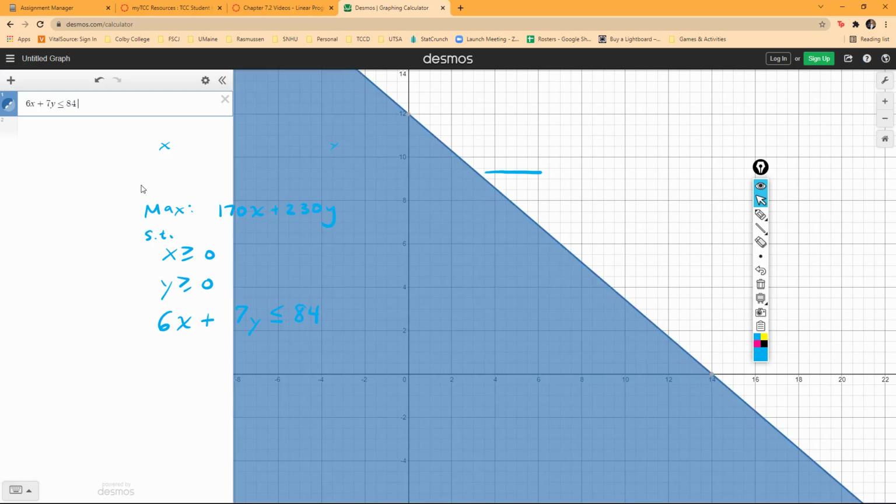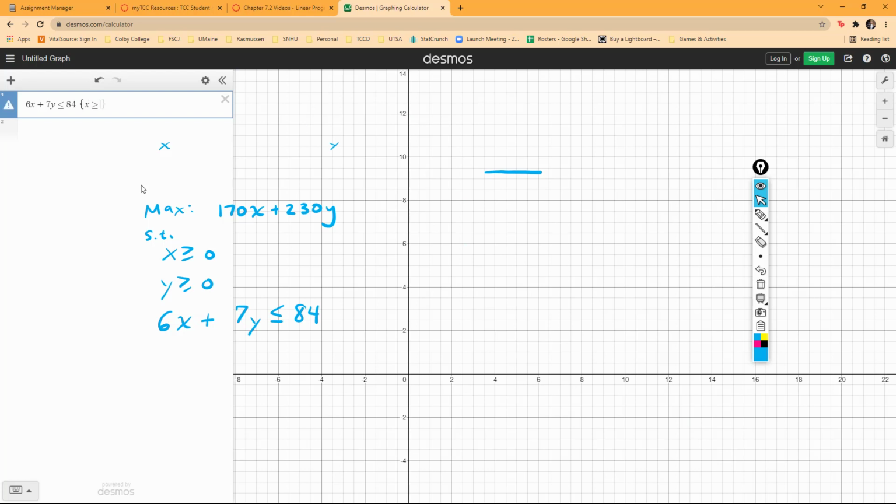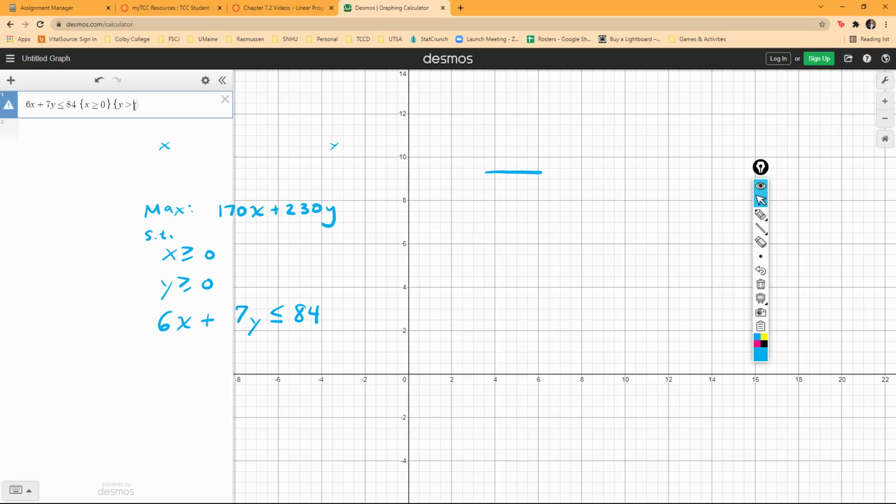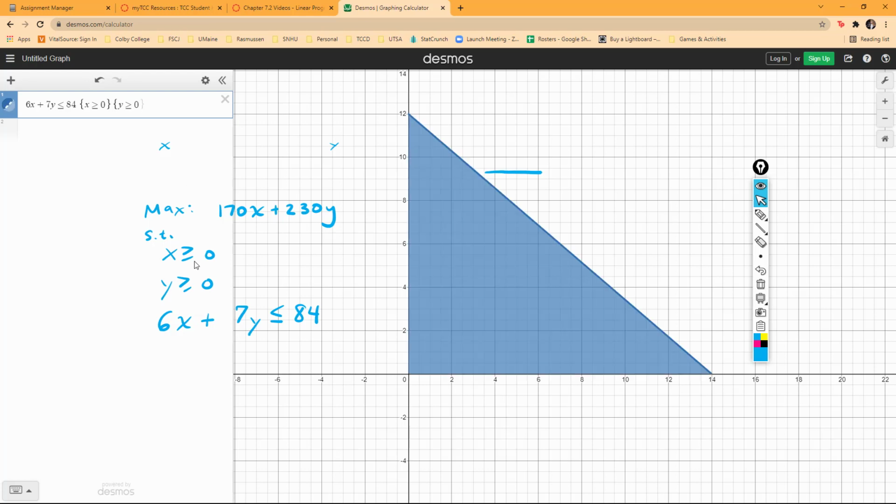Now what's cool about Desmos is you can use this little curly brace and tell it that x has to be greater than or equal to 0, as well as y has to be. I'm typing the greater than and hitting the equal sign, but you can use the table down here. And so what we can see now is I have my feasible region.